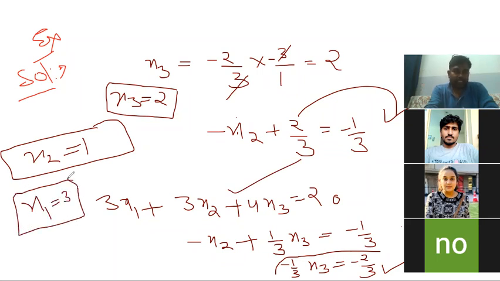So by doing this type of calculation, we will get the values of x1, x2, and x3. First of all, we solve the last equation, where we will get the value of x3 or maybe z. Put the value of z, and we will get the value of y. When we have the values of y and z, put them in equation 1, and we will get the value of x. Here we have taken x1, x2, and x3.